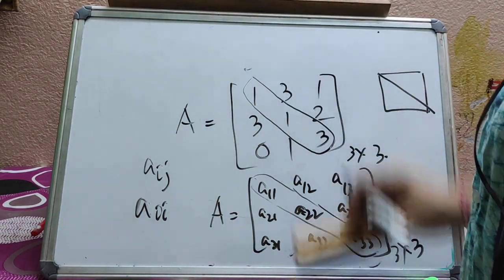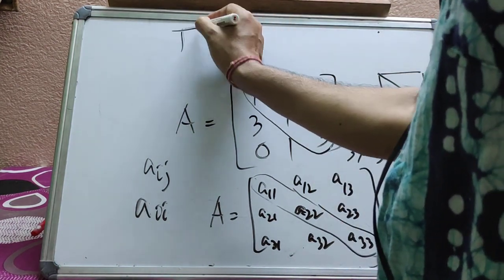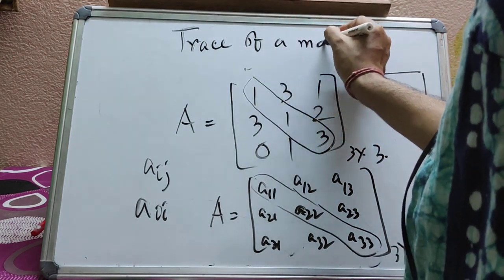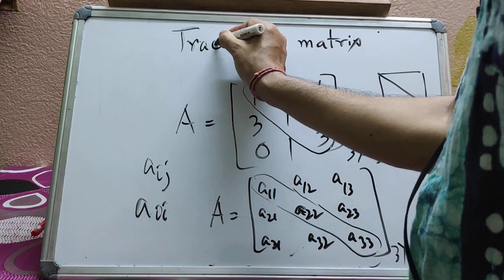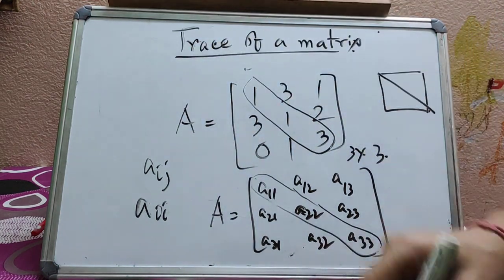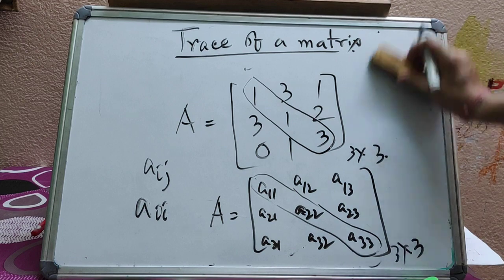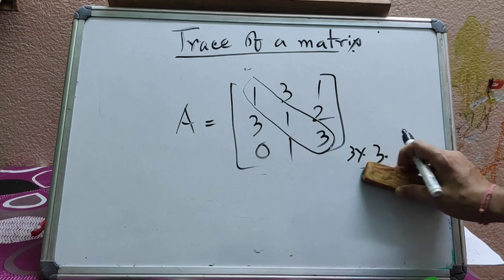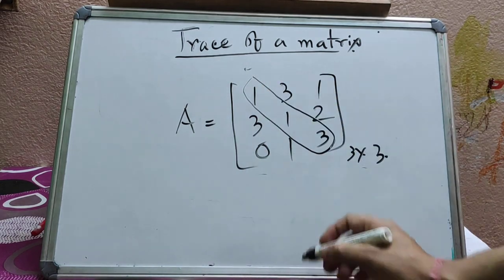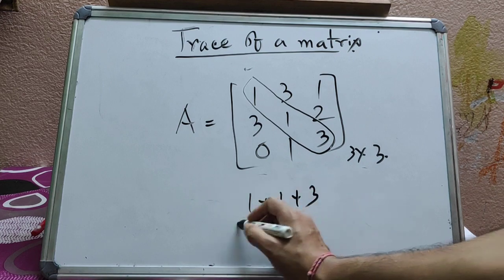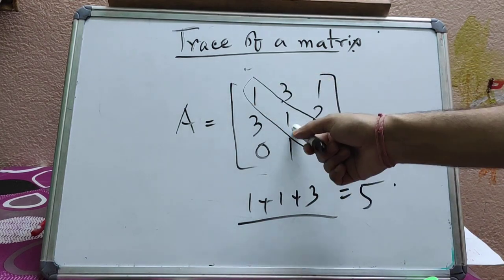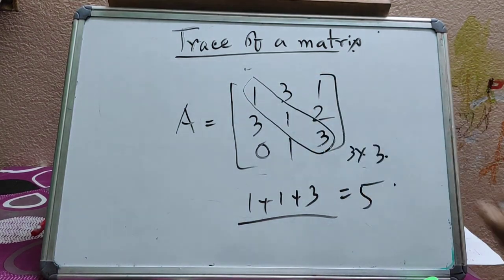Now, trace of a matrix. What is the trace of a matrix? Trace of a matrix means the sum of the diagonal elements. Here, 1 plus 1 plus 3. This is the trace of this matrix. The sum of the diagonal elements is the trace of that matrix.